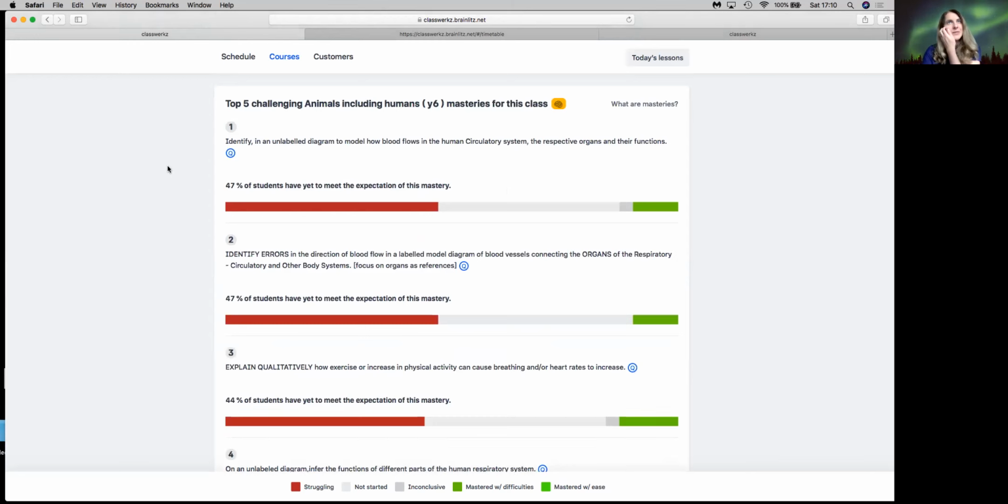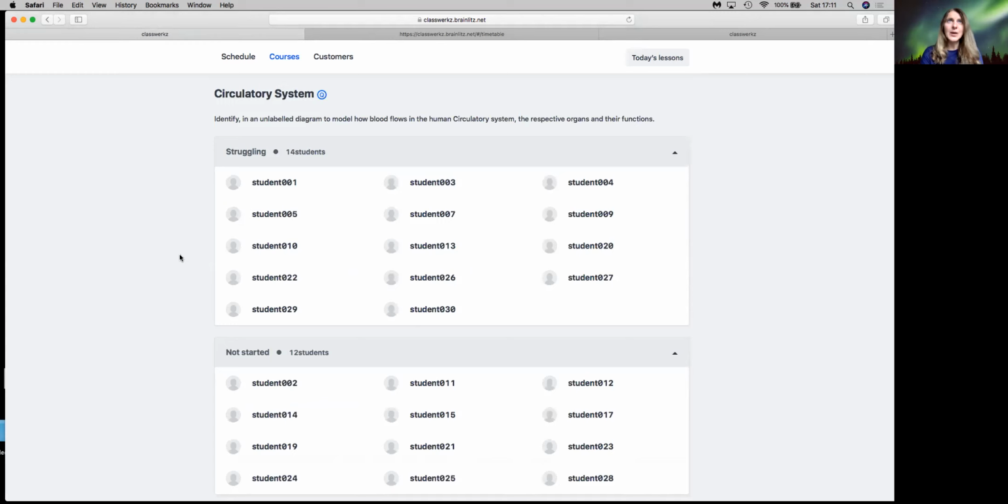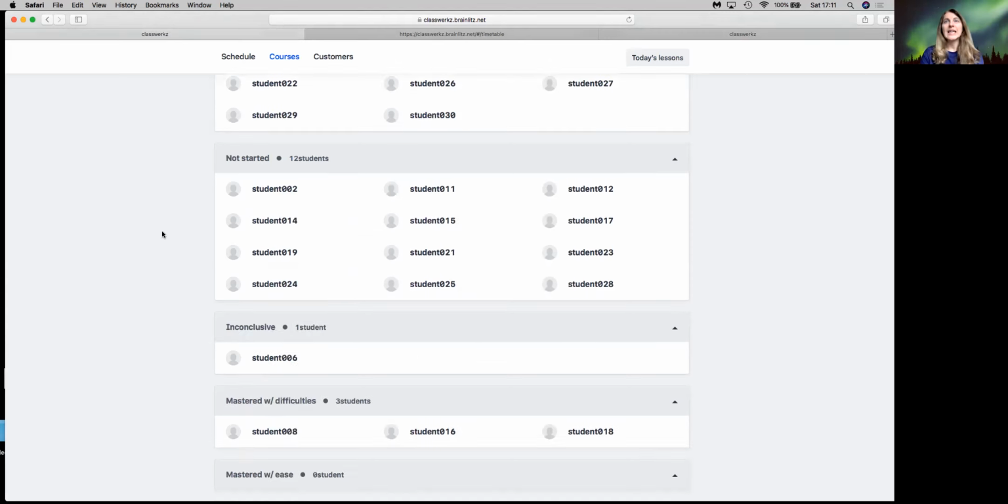as you can see here, 47% of the students have yet to meet the expectation of this mastery, and there is 10% that have mastered with difficulties, and then this part is that they've not started, and then there's 3% that's inconclusive. If we go in, we can see the students that are having difficulties. Obviously, we've anonymized these students, but the teacher can then identify which students are struggling and which students have mastered with difficulties and which students have not yet started.